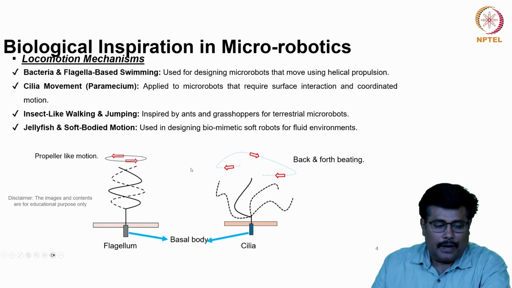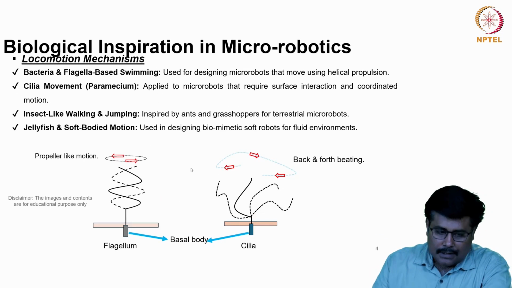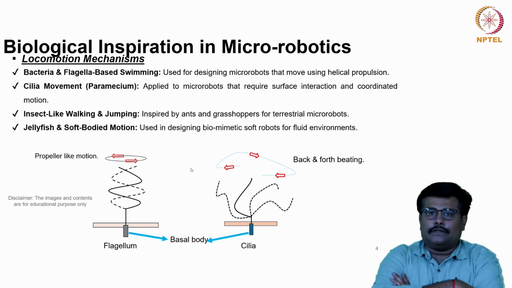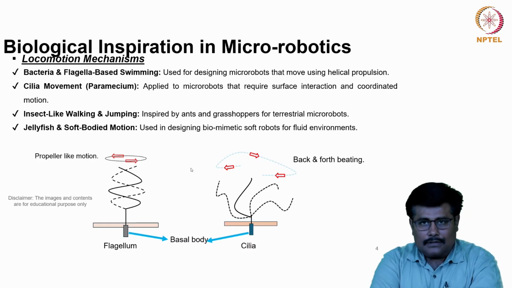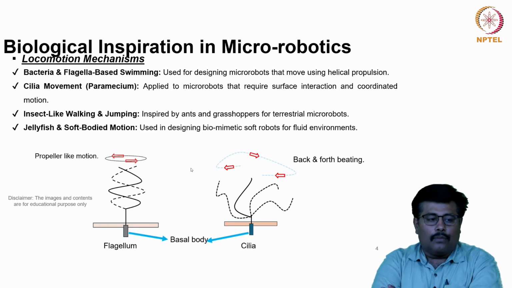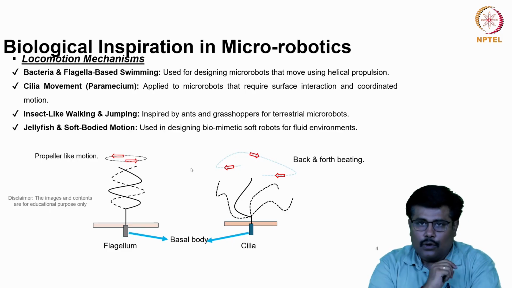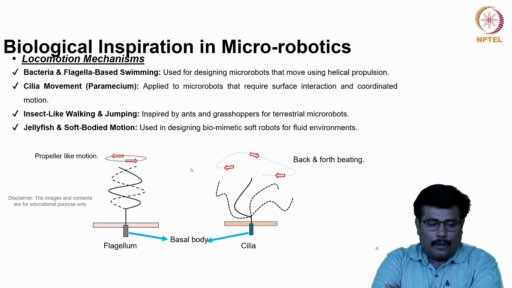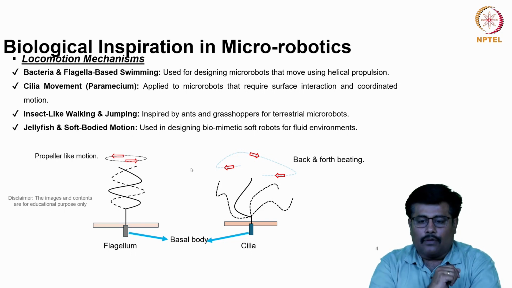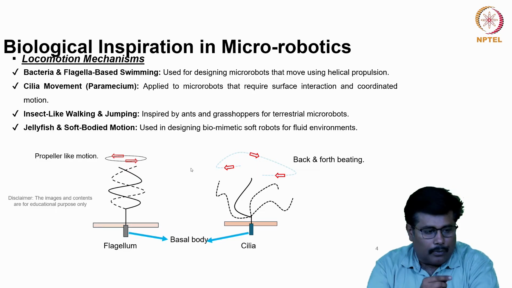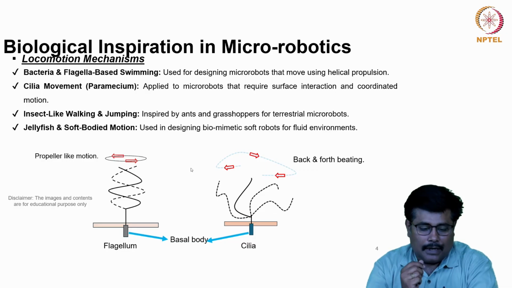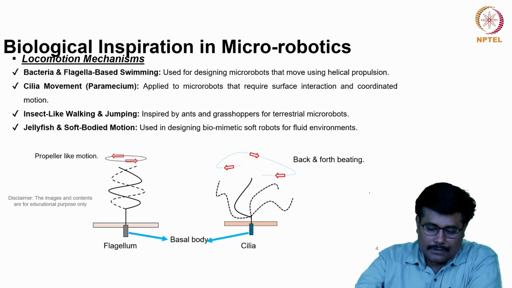Now let us discuss the different locomotion mechanisms. There are some biologically inspired micro robots which have certain locomotion mechanisms. For example, consider bacterial flagella-based swimming, which is used for designing a micro robot that can move with helical propulsion. Then there is cilia movement, as in the paramecium. This is a kind of cilia movement which is available.